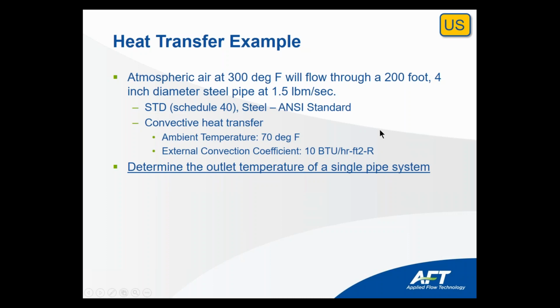So the first example we'll look at is a simple heat transfer example. This is a pressure source with a known flow rate going through a 200-foot pipe with a 4-inch diameter. We have some heat transfer characteristics here. We're going to be applying a convective heat transfer model to the pipe. This is sitting in a space with ambient conditions of 70 degrees Fahrenheit with an external convection coefficient of 10 BTUs per hour foot squared Rankine. So the question initially that we want this model to answer is what is the outlet temperature for this 200-foot pipe.